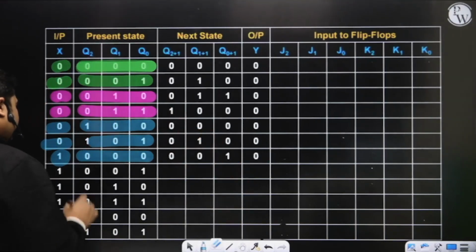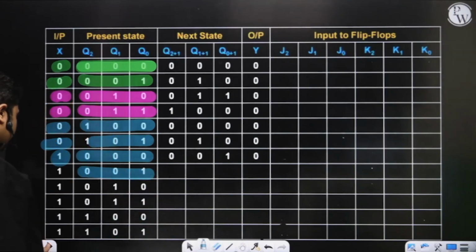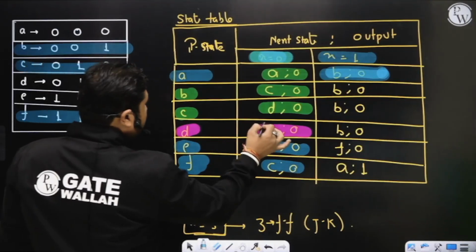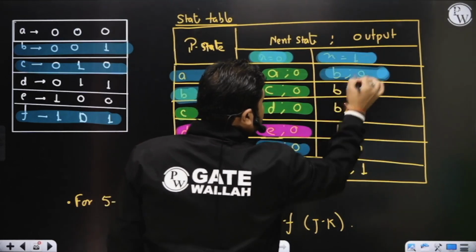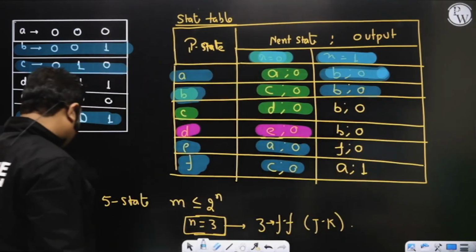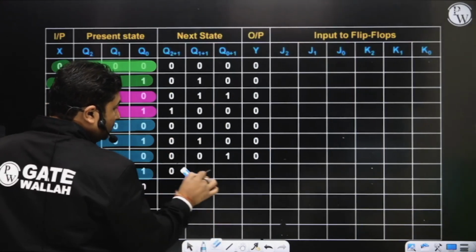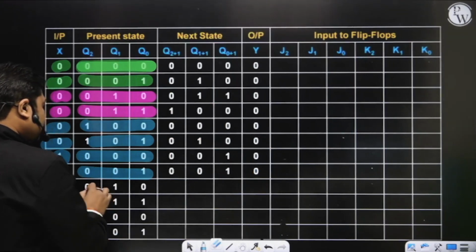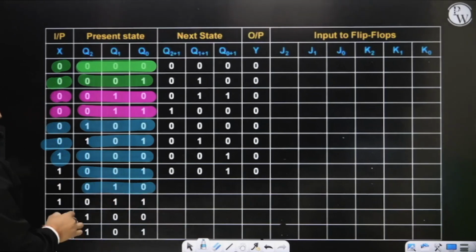Great. If the present state is 001, it means present state is B. If the present state is B and x is equal to 1, next state is B, output 0. B means 0 0 1. Again, present state is 0 1 0, that is state C. Output 1.